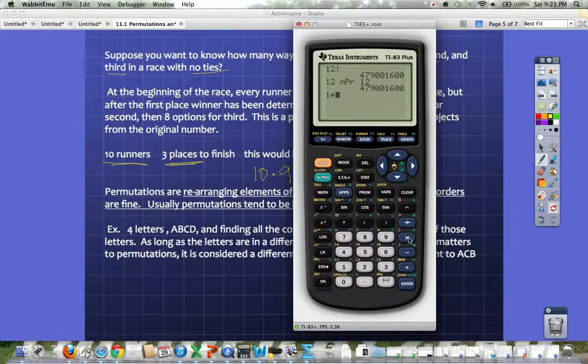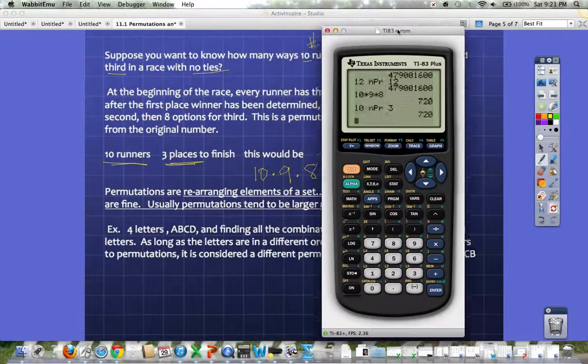10 times 9 times 8 equals, ta-da. But if you want to do the quick and easy way, you would do 10, math, probability, number 2, and 3. Bam. Very, very simple. Once you know what it is, you can type it in.